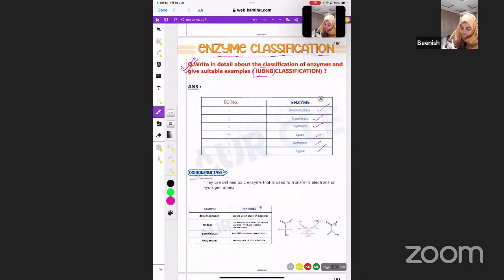Beginning with oxidoreductases, they are defined as enzymes that are used to transfer electrons or hydrogen atoms. So what do your oxidoreductases catalyze? They catalyze oxidation-reduction reactions, that is, the transfer of an electron or hydrogen atom. They are again subclassified into these subclasses.